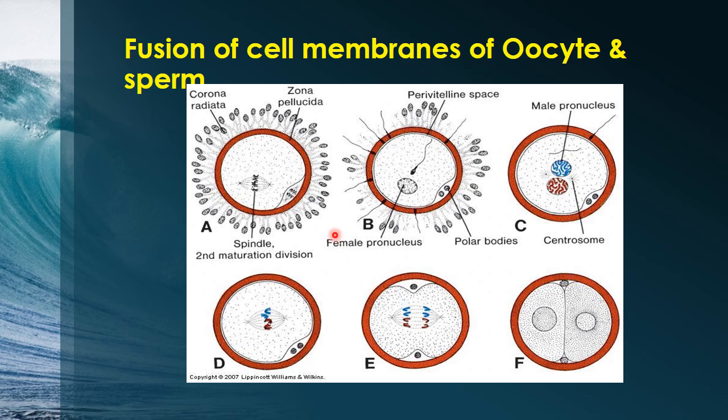So this shows all the events: the formation of the spindles, and the zona pellucida is still here, and the female pronucleus formation, then the male pronucleus, and the revival of the second meiotic division, and then the initiation of the cleavage.